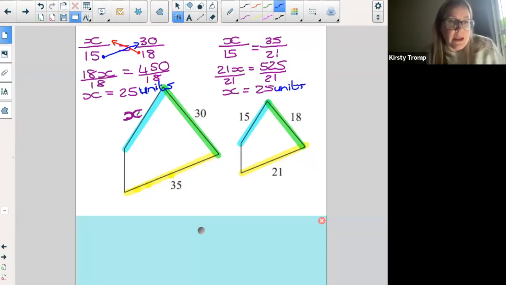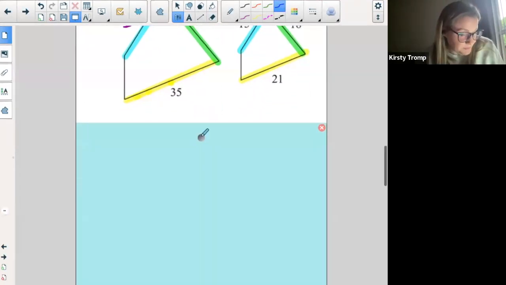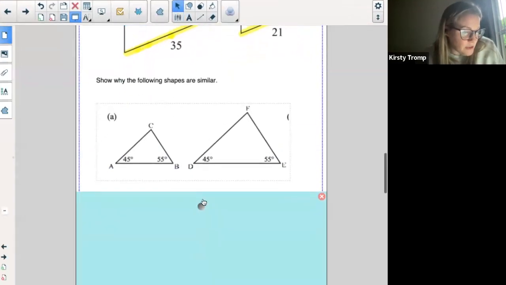Okay, right. Ma'am, how are they similar if they don't have a constant multiplier? So they are similar because they do actually have a constant throughout, all right? They don't have a constant multiplier, but they will have a constant throughout their fractions, all right? But you don't need to know that in grade 9. Okay, let's move along. So in the next question, it says, show why the following shapes are similar.